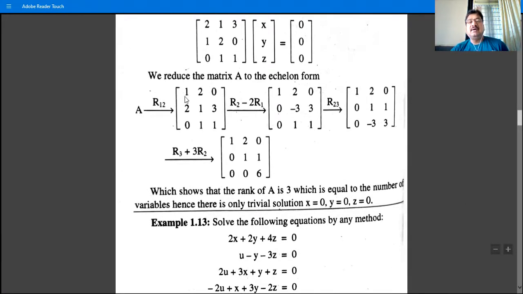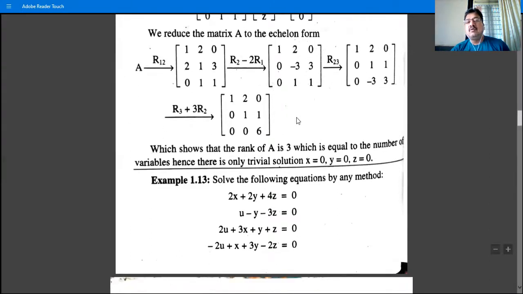There it is 1. We have to reduce this 2 to 0, so R2 minus 2R1. Then R23, which means interchanging the second and third rows, in order to convert this minus 3 to 1. Then we have to reduce this minus 3 to 0, so R3 plus 3R2 using this 1. And we have this, then convert this 6 to 1 by applying one more transformation, 1 by 6 R3. Then we have 0, 0, 1 as the last column.